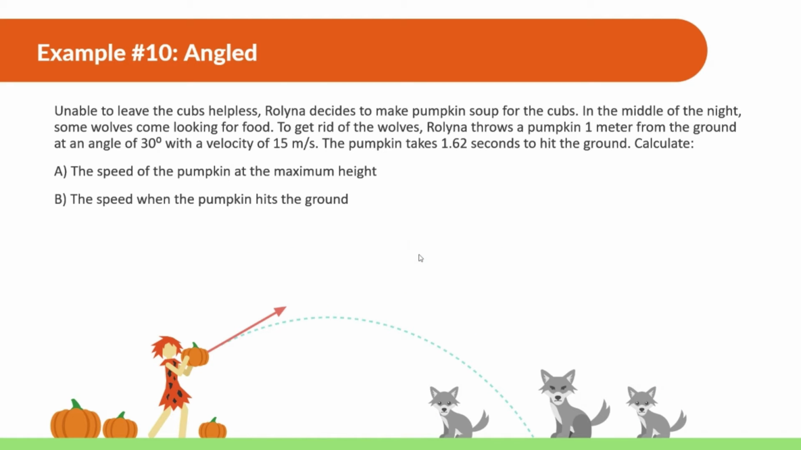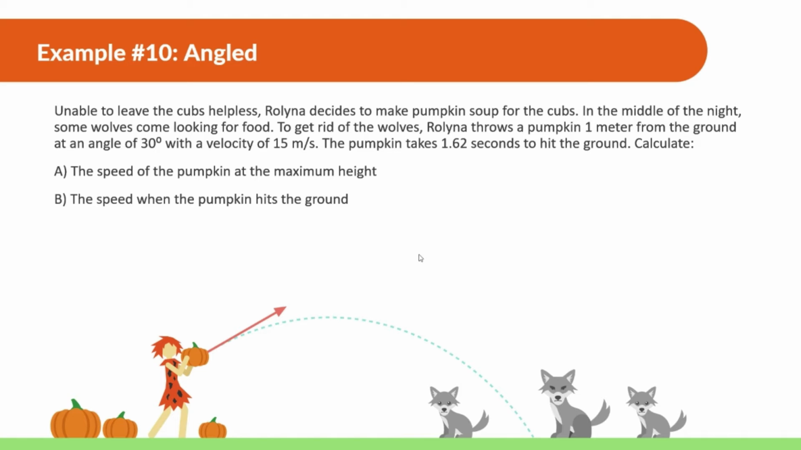Let's look at this next example. Unable to leave the cubs helpless, Rolina decides to make pumpkin soup for the cubs. In the middle of the night, some wolves come looking for food. To get rid of the wolves, Rolina throws a pumpkin 1 meter from the ground at an angle of 30 degrees with a velocity of 15 meters per second. The pumpkin takes 1.2 seconds to hit the ground. Calculate the speed of the pumpkin at the maximum height. B, the speed of when the pumpkin hits the ground.